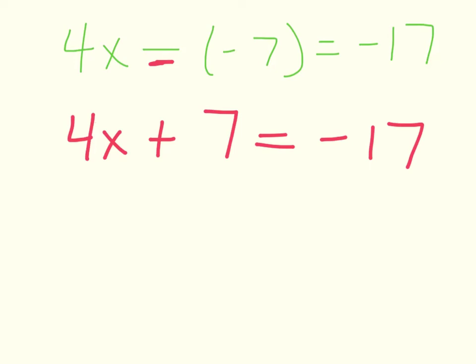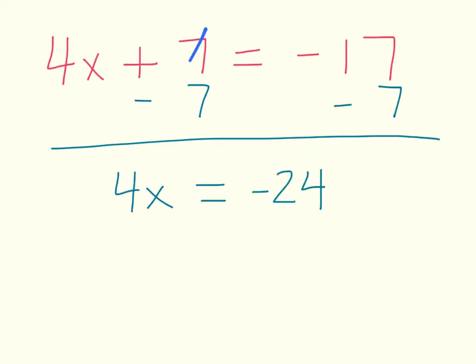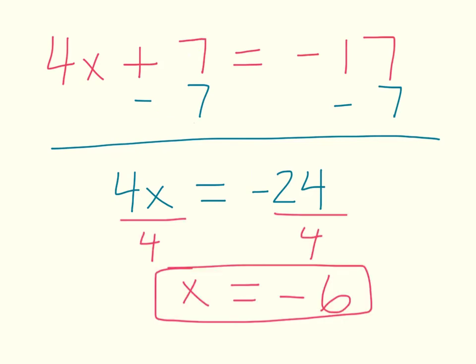So our first step is going to be to undo this addition. So since 7 is being added, let's subtract 7 from both sides. So this cancels out. We're left with 4x equals negative 17 minus 7. It's going to give us negative 24. Now we want to undo the multiplication of the 4, so we divide both sides by 4, and a negative divided by a positive is going to give us a negative, so our answer is negative 6.